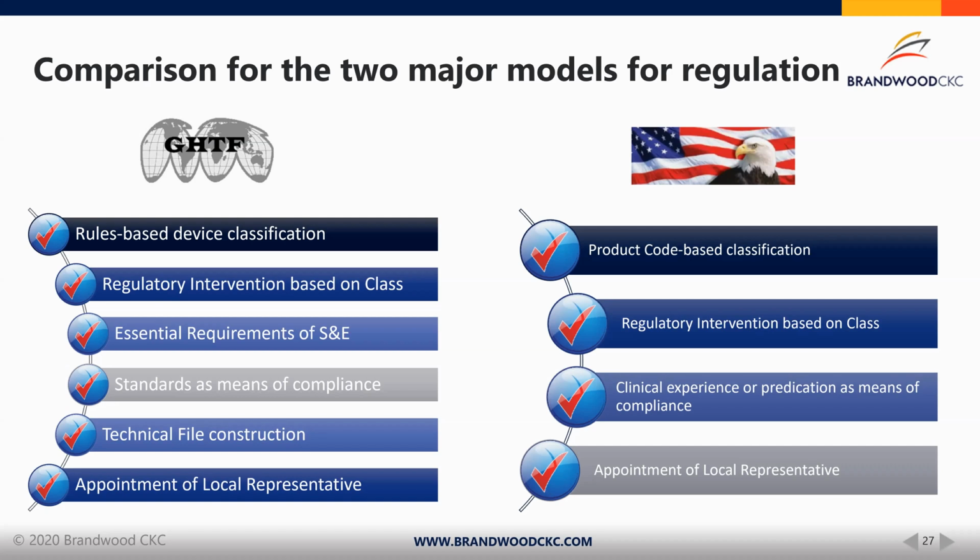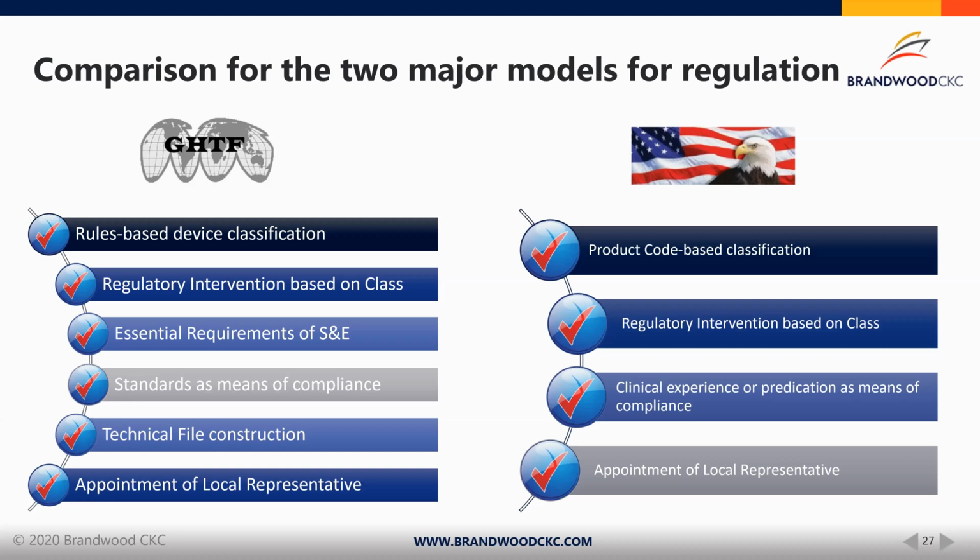GHTF is all about your essential requirements and meeting those, using standards as a means of compliance, and having a tech file. Whereas the US is a little bit different: if you go through the 510K process, you need to have all the required bits of that 510K and present that as a data package to the US FDA. Both jurisdictions do require a local rep, so you do need to have someone locally in the USA to get your device there.